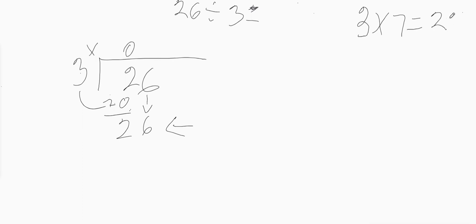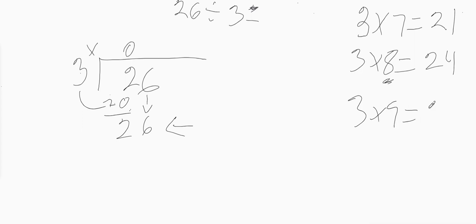We're going to look at that. Eight times, because 3 times 9 is 27. Now you want to get as close to this number without going over. So 3 times 9 gives you 27, and 27 is higher than 26. So this number is wrong.